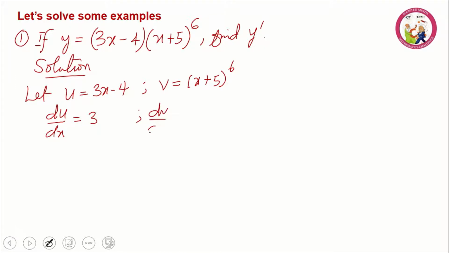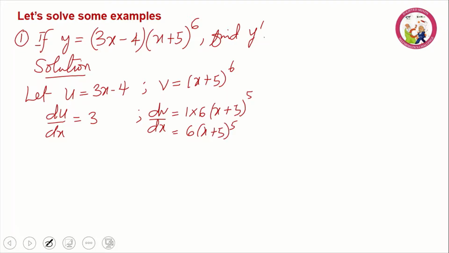Differentiate v with respect to x, dv/dx. Now, to do this, we have to apply the direct method of differentiating functions of a function. Remember how I taught in the previous video. Differentiate the expression in the bracket, that is 1, multiply that derivative by the power of the expression 6, write the expression and subtract 1 from the power. So it means this derivative is 6 times x plus 5 raised to the power 5.